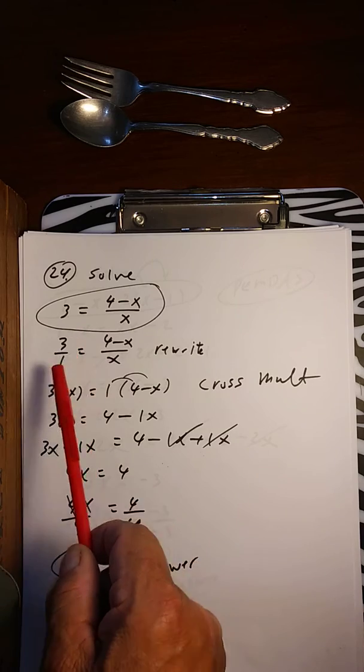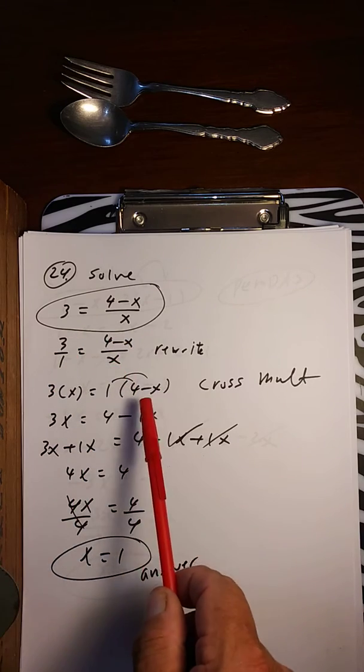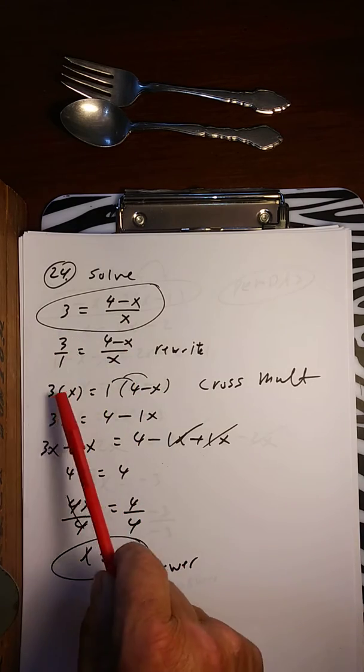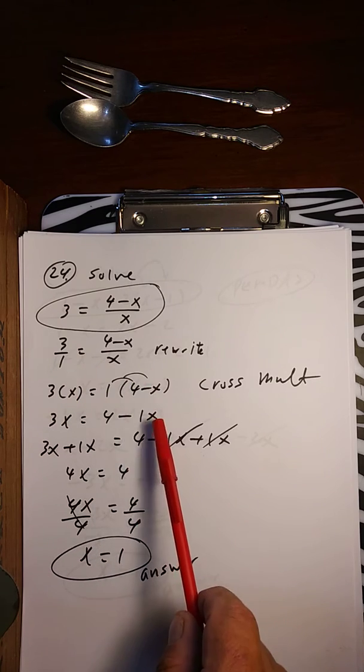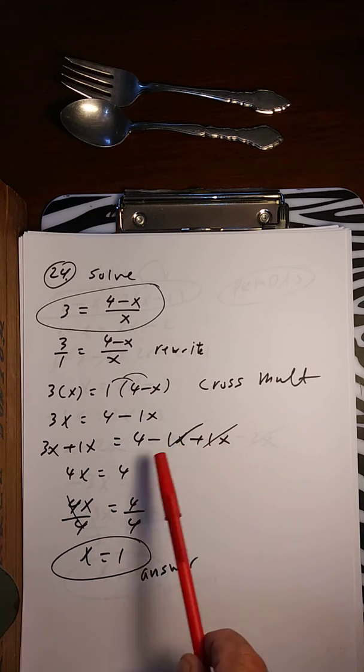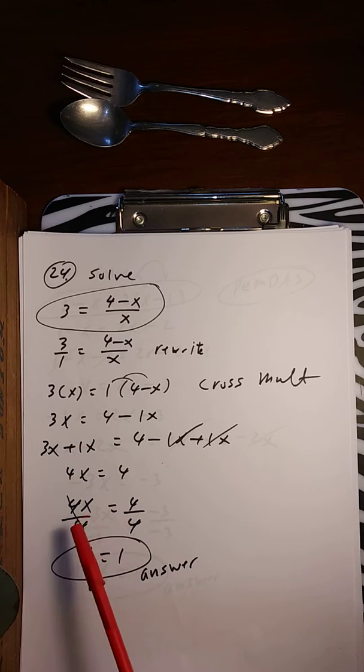We write this: 3 over 1 equals 4 minus x over x. Now cross multiply, this times this, this times this. So 3 times that is 3x. 4 minus 1x, plus 1x, plus 1x. So that's going to be 4x equals 4, divided by 4, divided by 4. X equals 1.